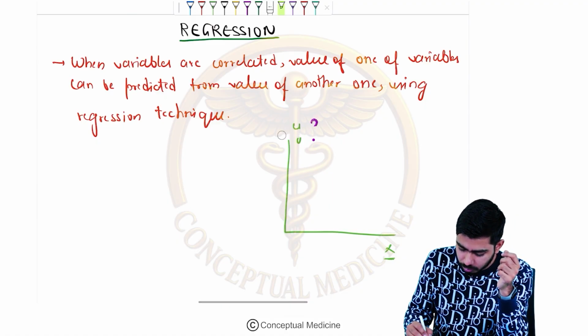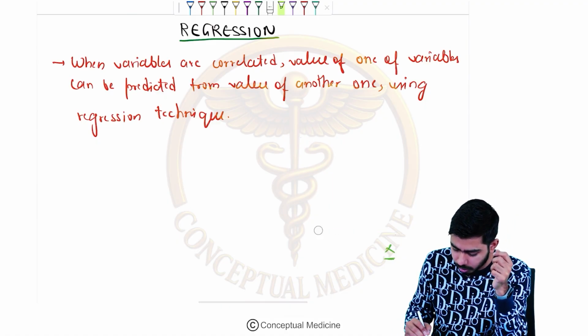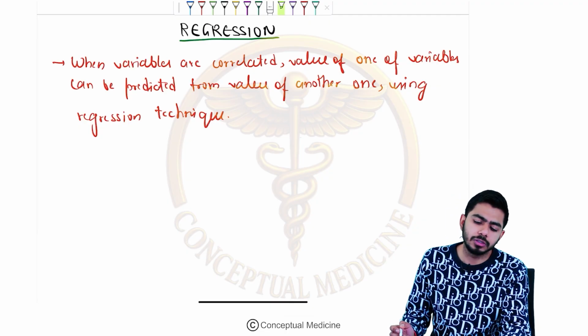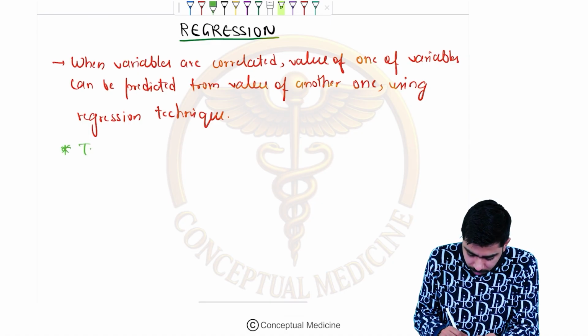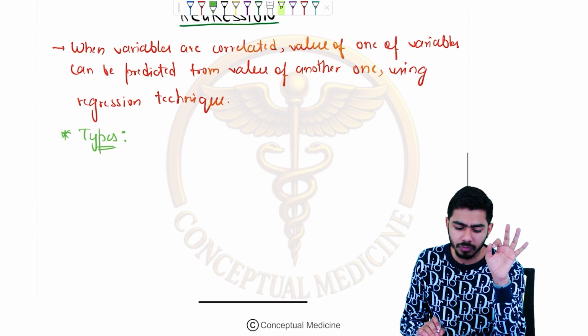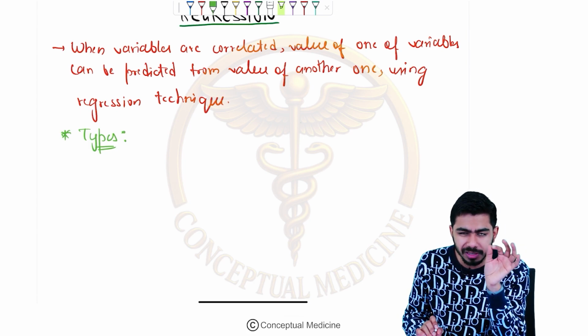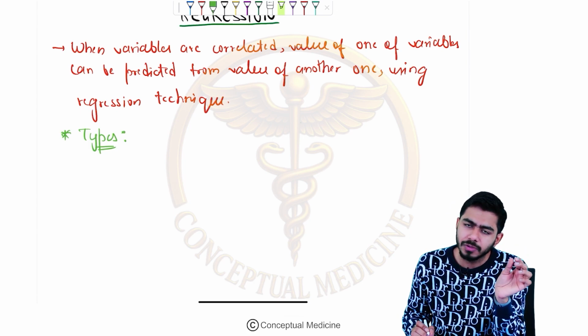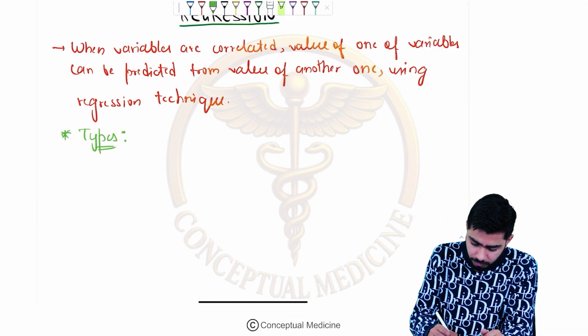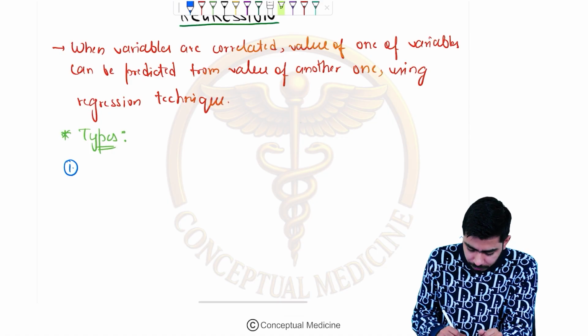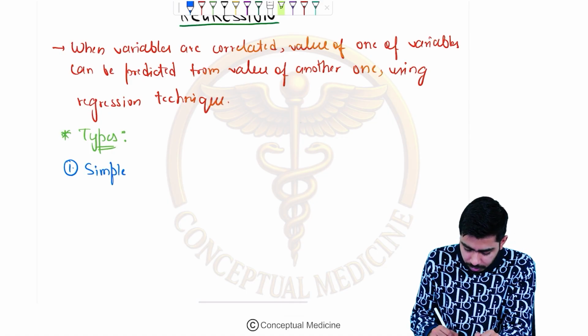So once you have understood that, now we shall talk about the types of regression, right? In the types, we basically have three categories over here. One is the simple linear regression, second one is the multiple linear regression, and third one is the logistic regression. So I am starting with the simple linear regression.